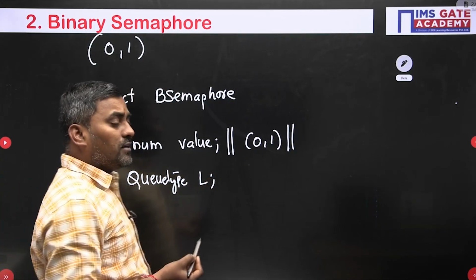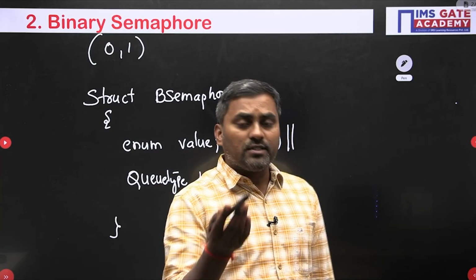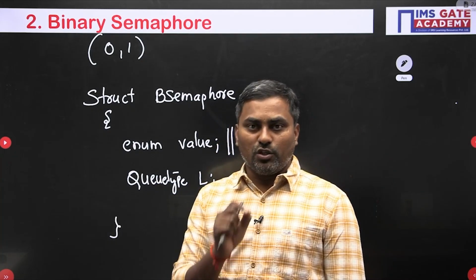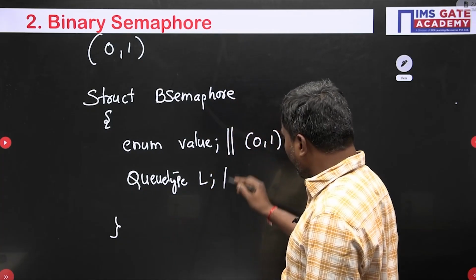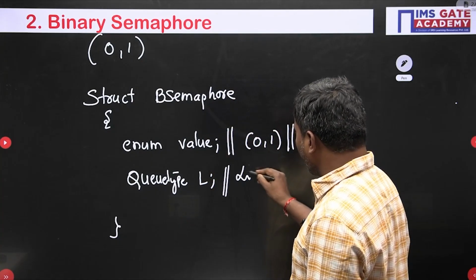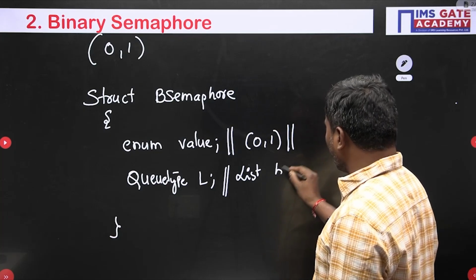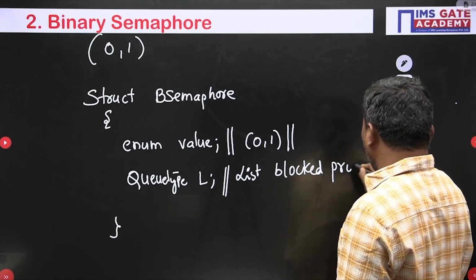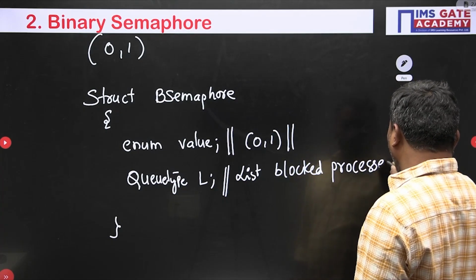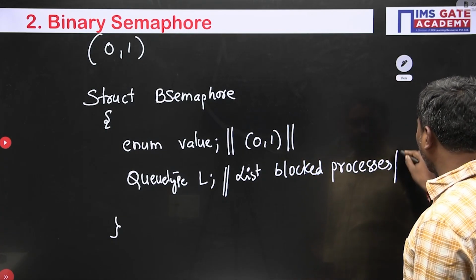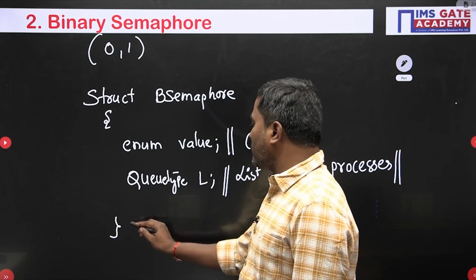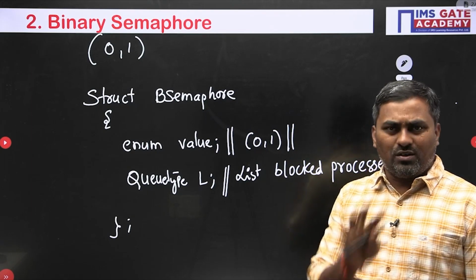What does this L contain? As in the case of the counting semaphore, L is a queue data structure which contains the list of blocked processes. These processes got blocked while performing the down operation unsuccessfully. These are the structure members.